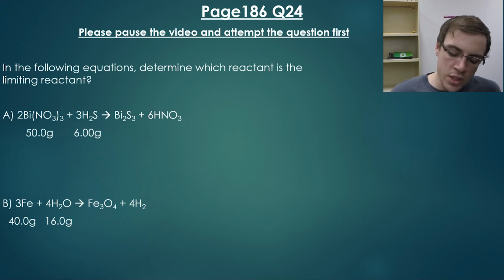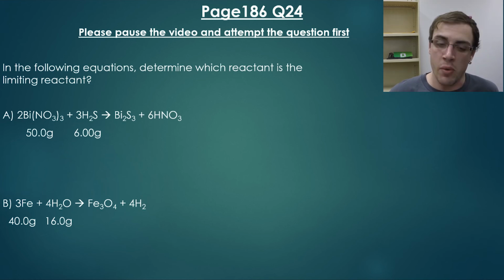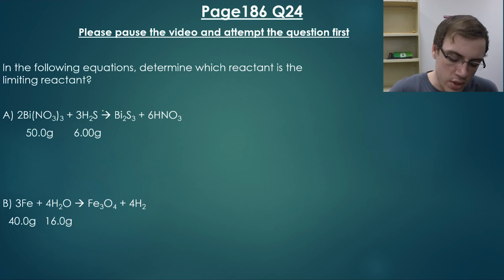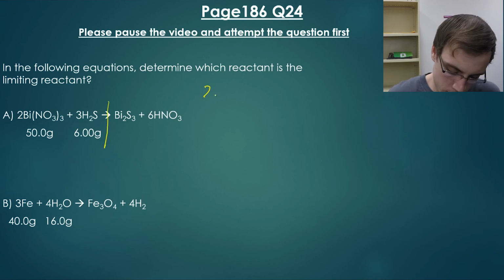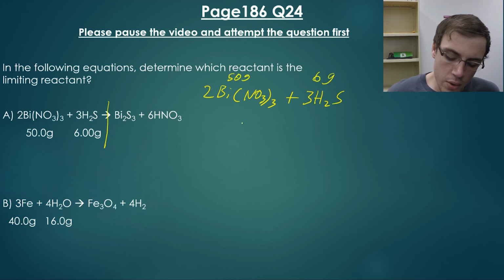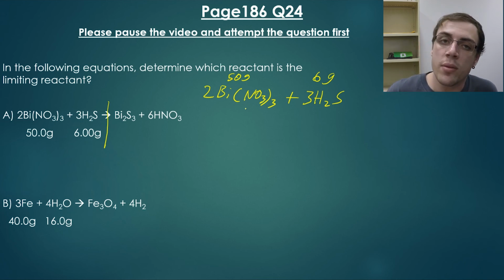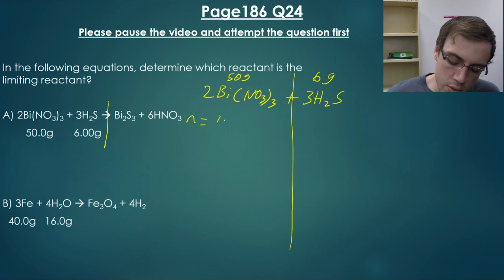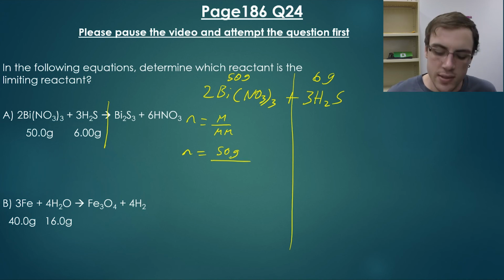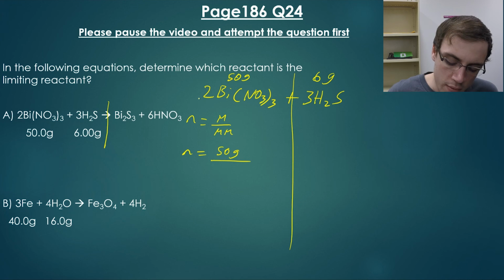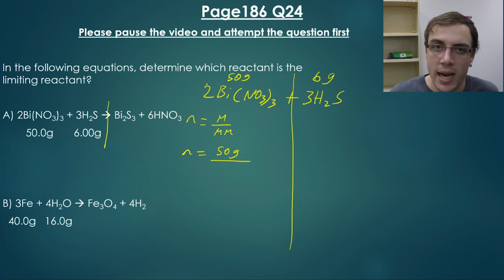Okay, so now let us push forward to page 186, question 24. In the following equation, determine which of the reactants is the limiting reactant. So I'm just going to rewrite this chunk over here. Again, when we're comparing two things, especially with the limiting reactant, we need to convert them to moles. Moles is equal to mass over molar mass. So moles is equal to the mass, which is 50 grams, divided by the molar mass. You do not include the coefficient when you're calculating the molar mass. You ignore that, okay? We deal with that when we look at the moles.